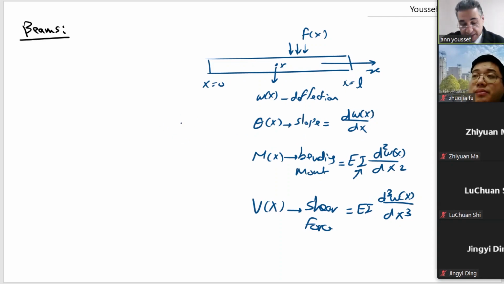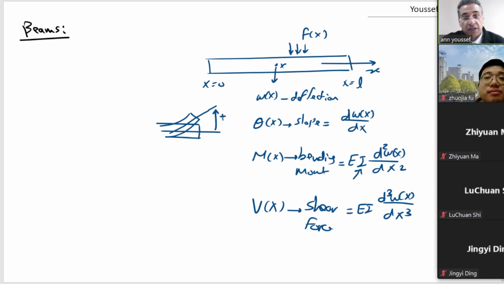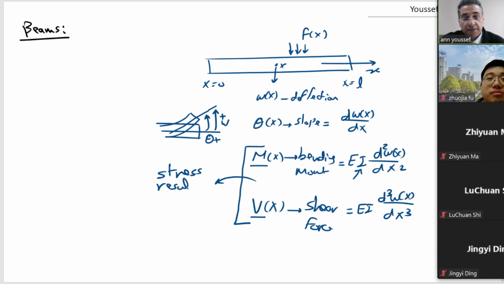The positive directions are straightforward. If this is a beam and the beam is going to rotate like this, this is w positive and this is theta positive. This w and theta are functions, and m and v are stress resultants. Stress resultants means it is integration of stress over the cross section.